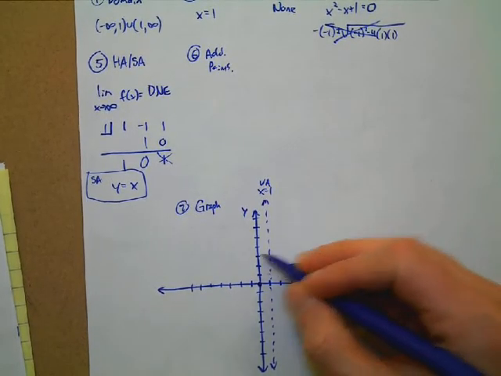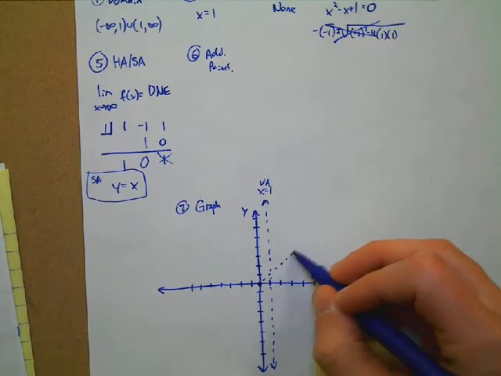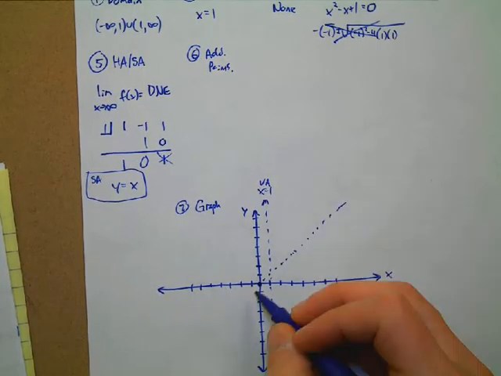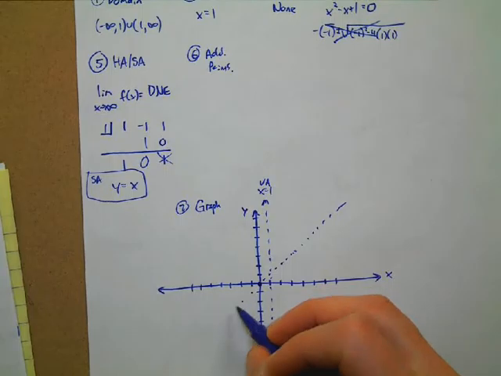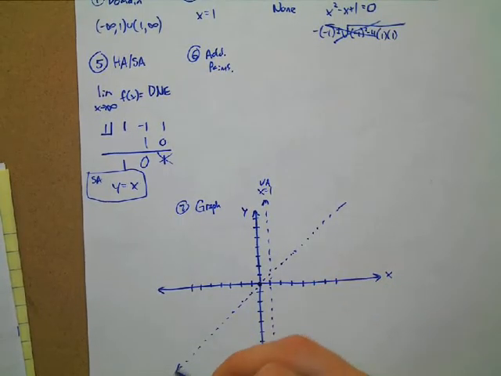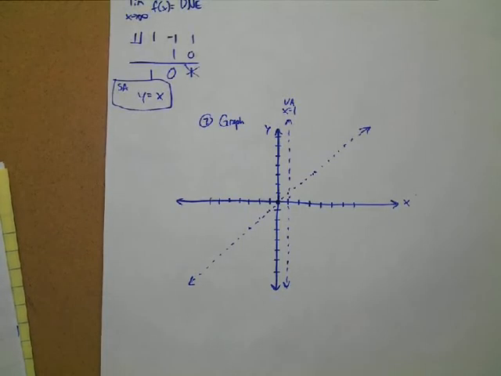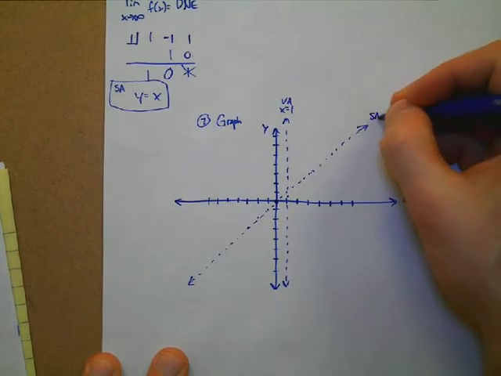And so there's our slant asymptote. So we have no zeros. This thing never crosses the x-axis. So we have no points to put down right now. Nothing. So we've got to figure out some points.